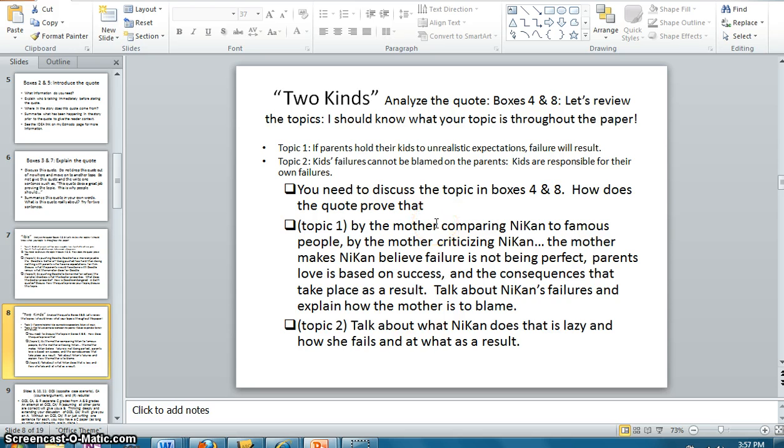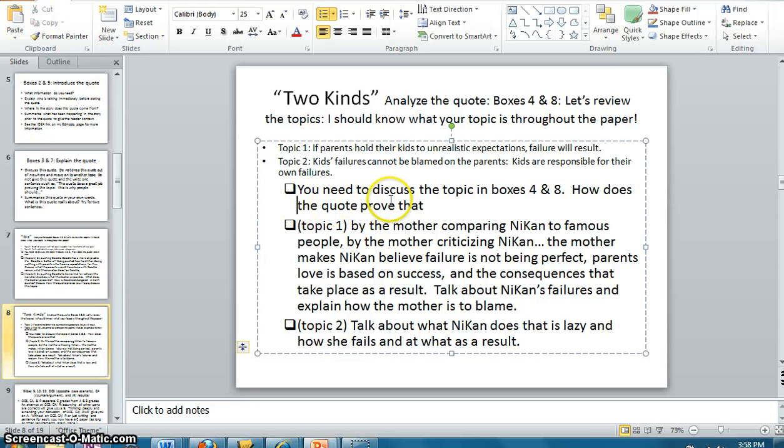Analyze the quotes in boxes 4 and 8. Let's review again the topics. Topic 1, the parents hold their kids to unrealistic expectations. Failure will result. In topic 2, kids' failures cannot be blamed on their parents. Kids are responsible for their own failures.